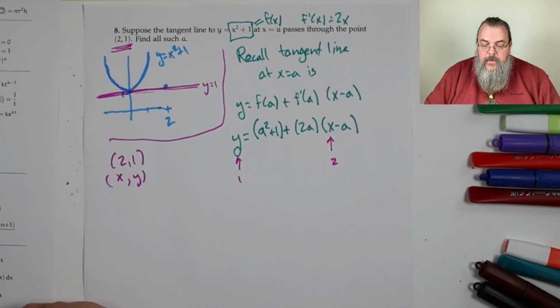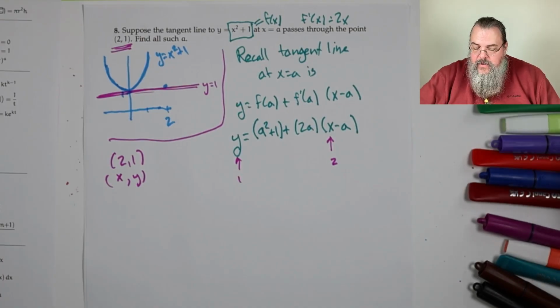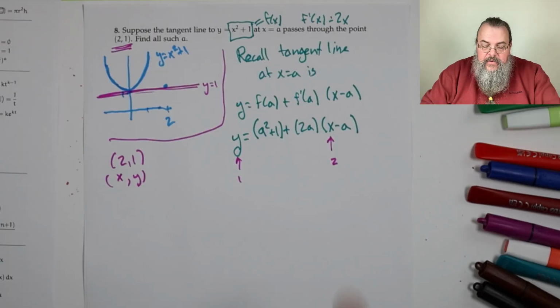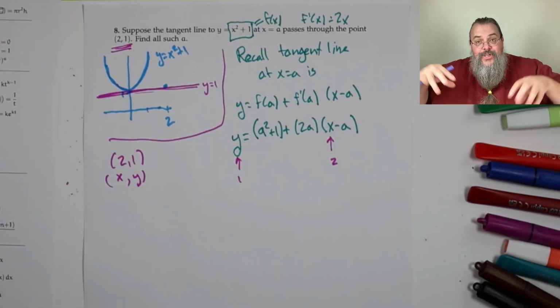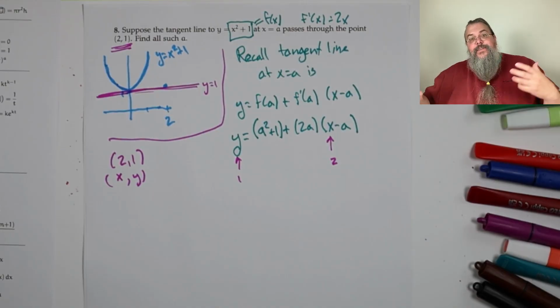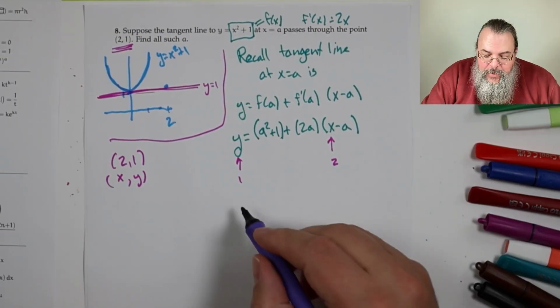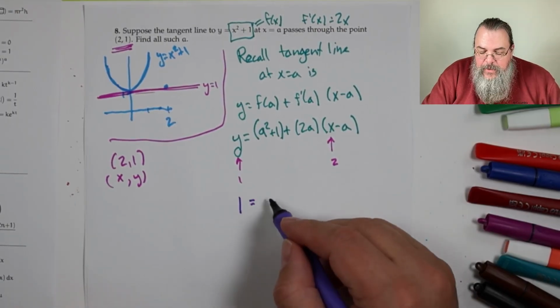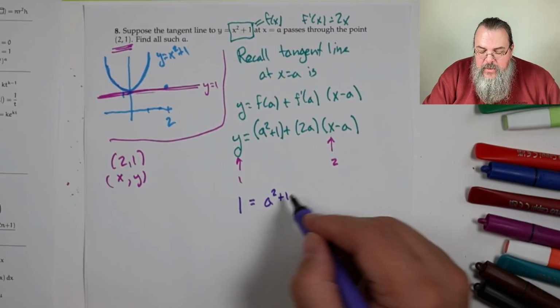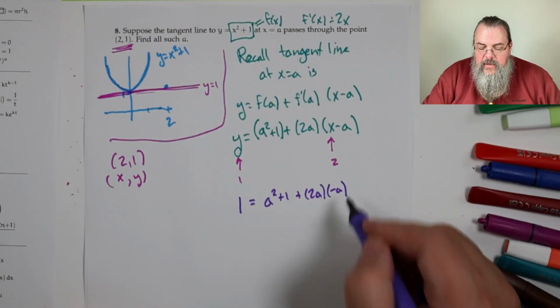All right. Well, let's see what that becomes. And what we'll get is, as long as that's satisfied, that's a tangent line that contains that point. And if it's not satisfied, it doesn't contain that point. So we're going to get a formula for a. We get the formula 1 is equal to a squared plus 1 plus 2a times minus a.